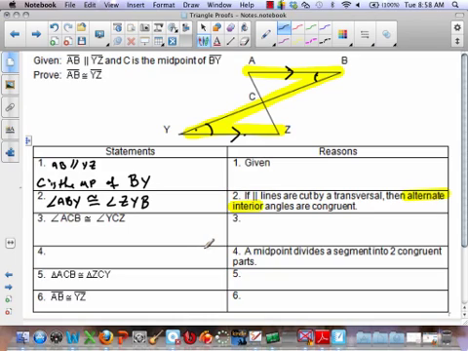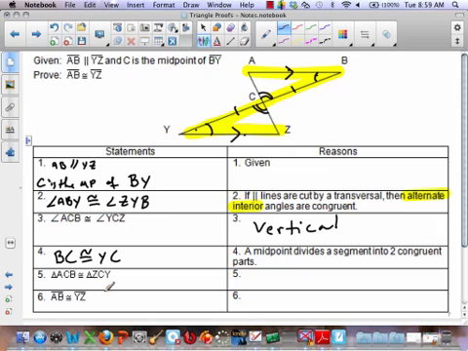And then Keanu, you brought up vertical angles. That's going to be angle C here in the middle. So ACB and YCZ are also congruent because they are vertical. Didn't we just say that C is the midpoint? So what does that tell you about BC and CY? They are congruent. So BC is congruent to YC, again basically the definition of midpoint.